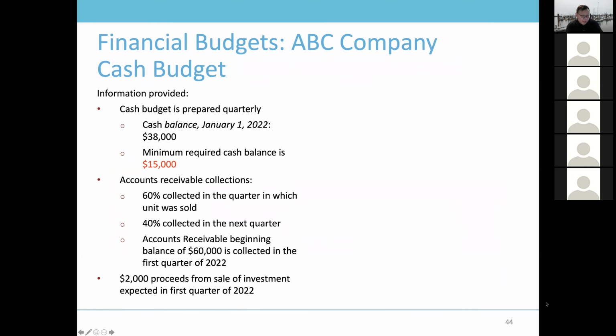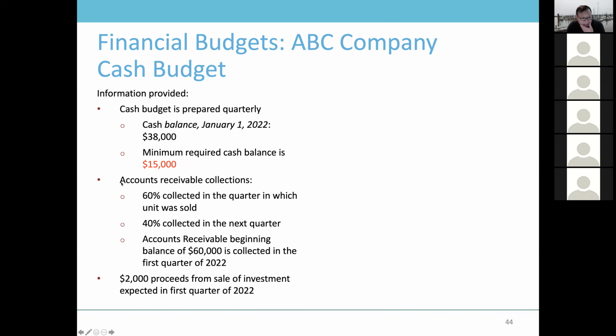So we are going to see one example. So here, suppose we know the beginning balance is 38,000. And this is the quarterly cash budget. So January 1st, 2022, we have an opening balance of 38,000. And I'm comfortable with a minimum cash balance of 15,000. Yeah, I'll be very nervous if my balance dropped below that number. Then I need to borrow from the bank.